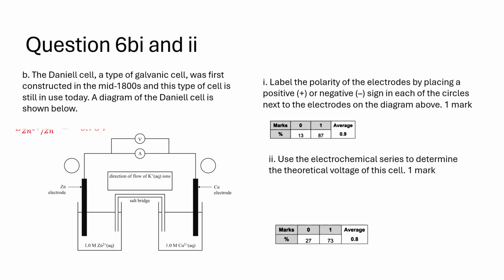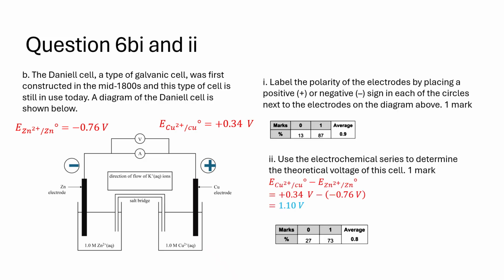In a galvanic cell with copper and zinc, copper's standard reduction potential is higher than zinc's, so copper ions gain electrons from the zinc metal. This makes the copper electrode positive, cathode, and the zinc electrode negative, anode. The theoretical cell voltage is the difference between these two potentials.